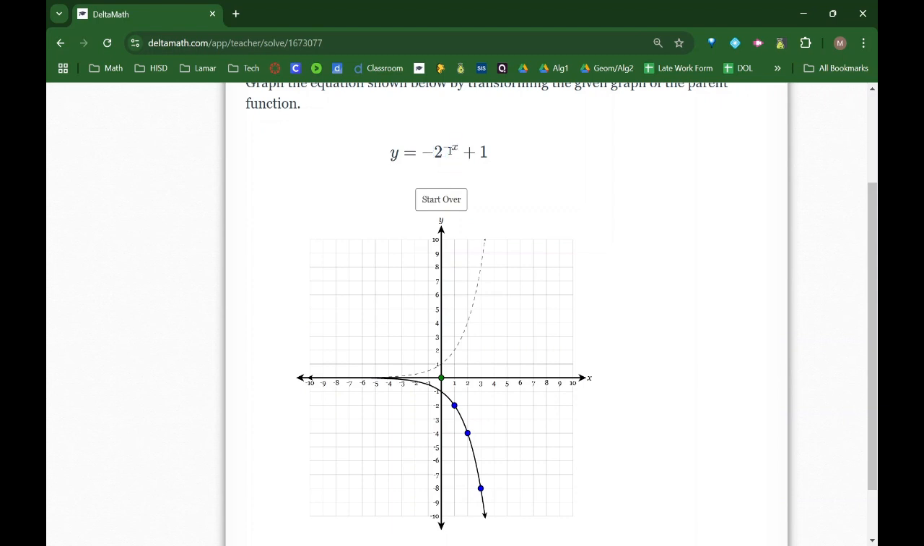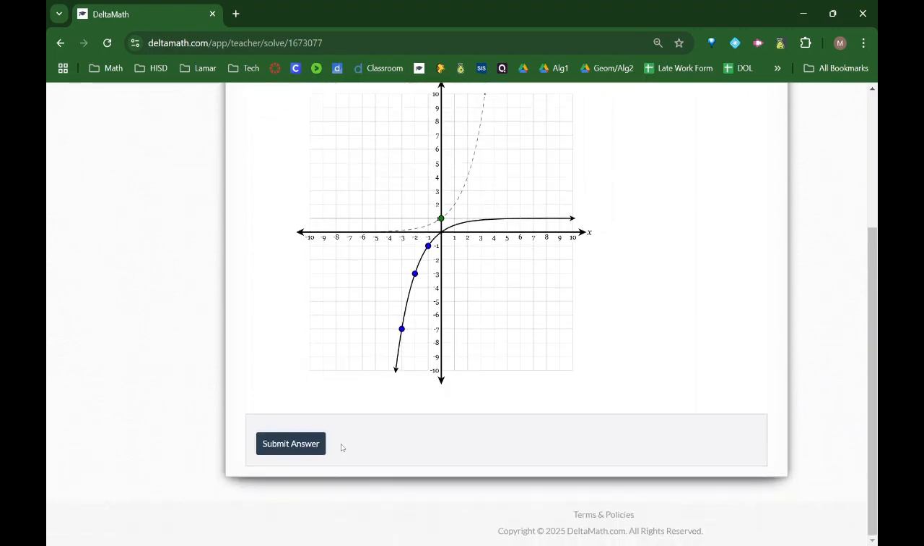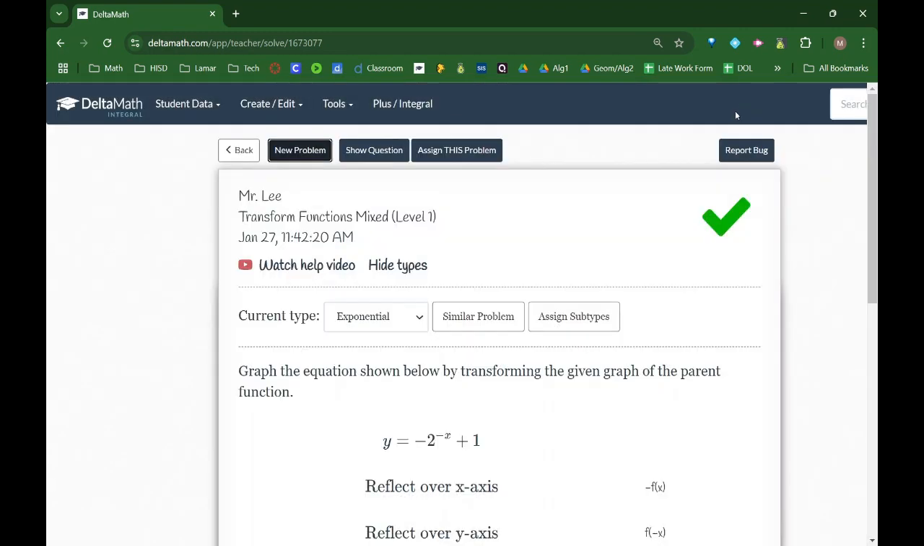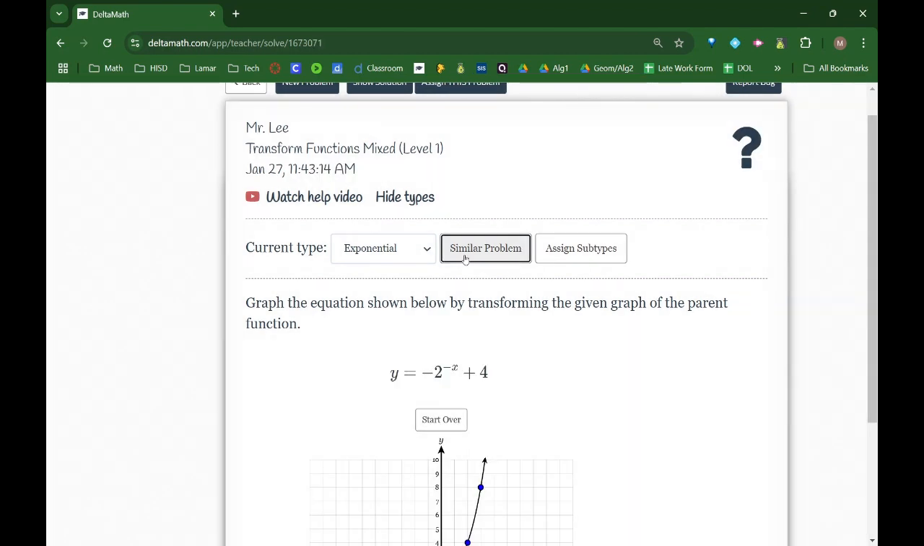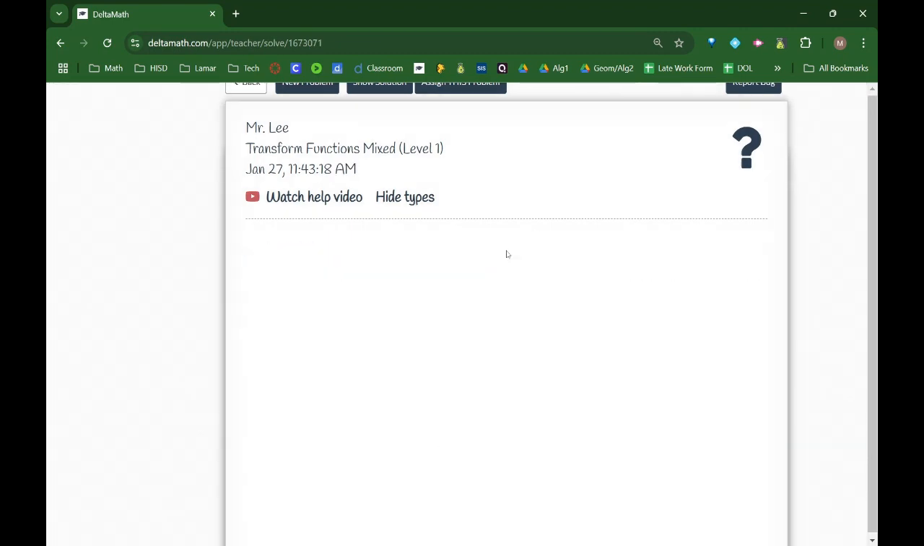This minus sign is telling us we need to reflect it over the y-axis. I'm going to take the x value and make it negative. And then the final step here is we want to shift this by 1. And because we're adding it outside of the function, it's going to be a shift up 1. So we're going to shift it up 1 like that. We're going to submit this. Cool. Let's try another one. That one's too easy. That one's a bit similar to what we just did.